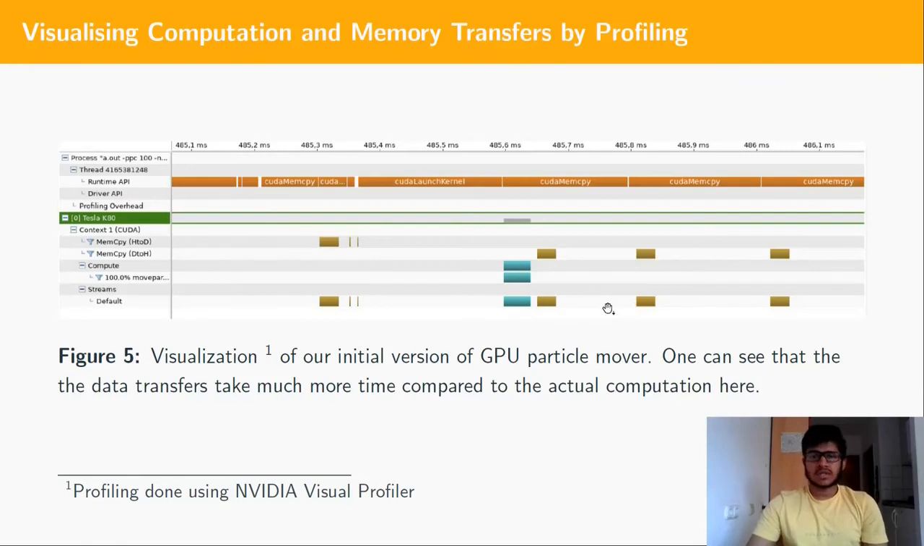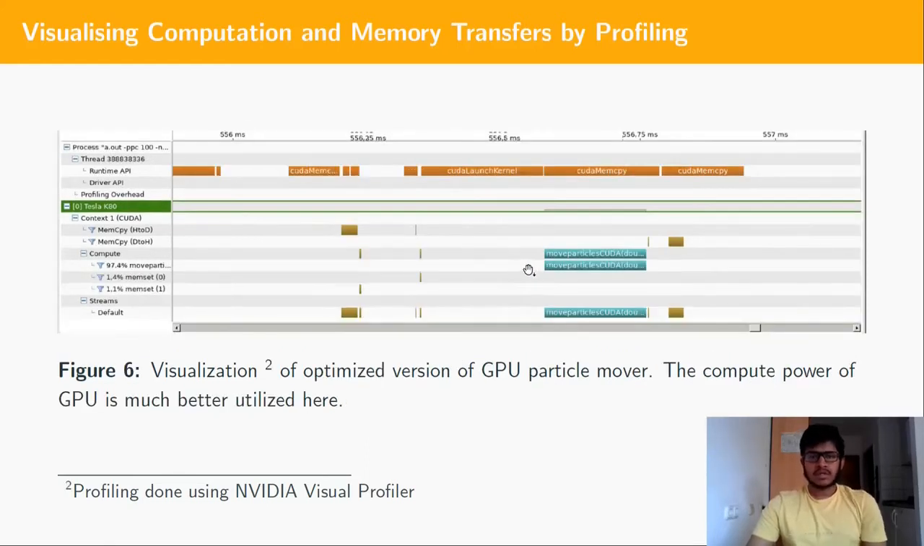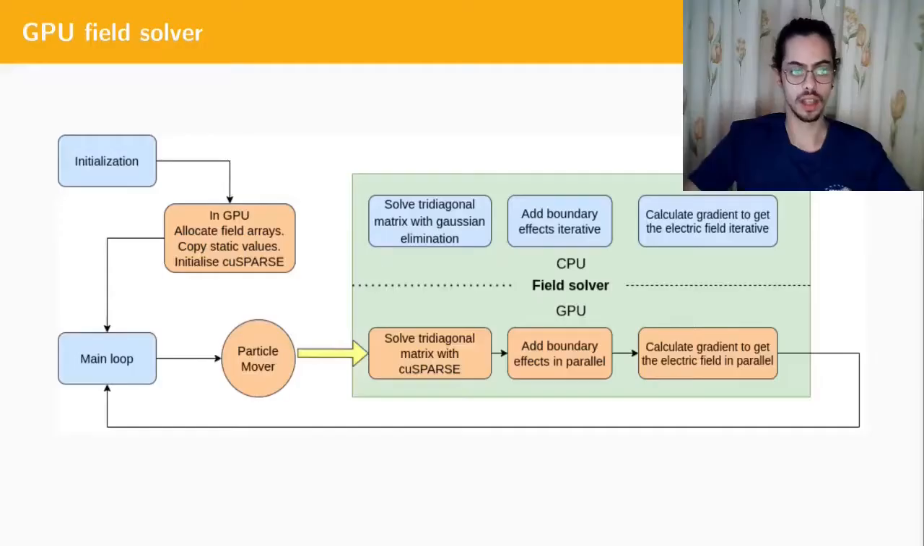We also visualize the computation and memory transfers using a visual profiler. This is our initial version, and you can see that the memory transfers account for much more time when compared to the computation. However, in our optimized version, you can see that the memory transfers are negligible when compared to the computation. After moving the particle mover to GPU, we parallelize the field solver.